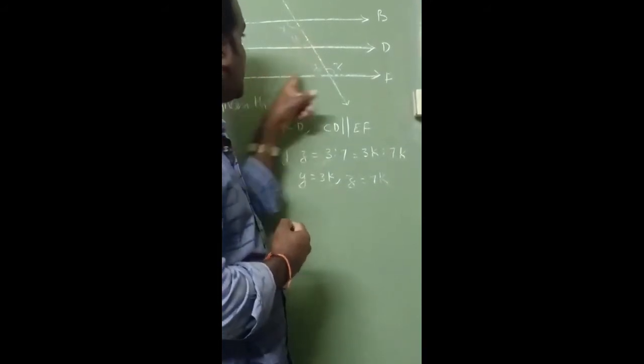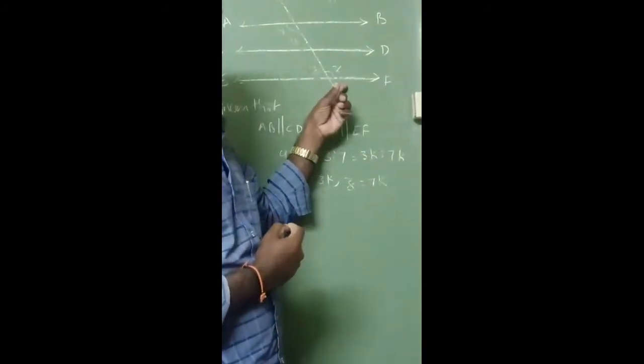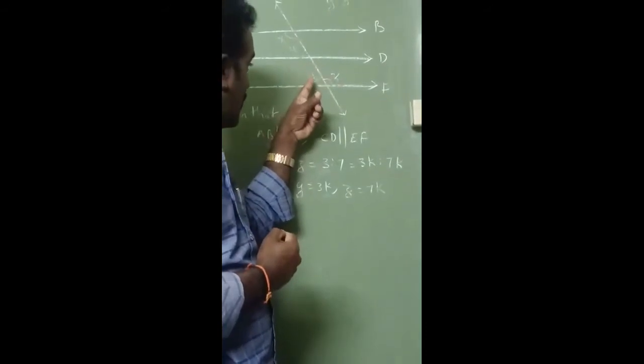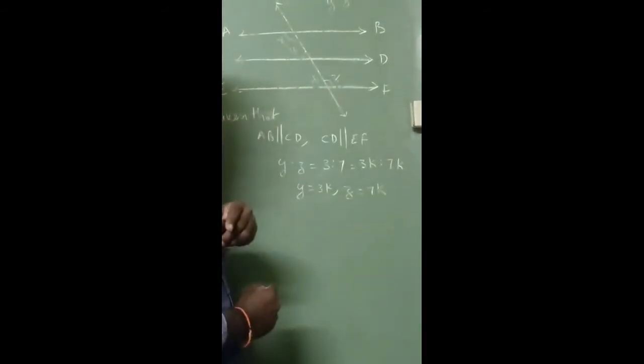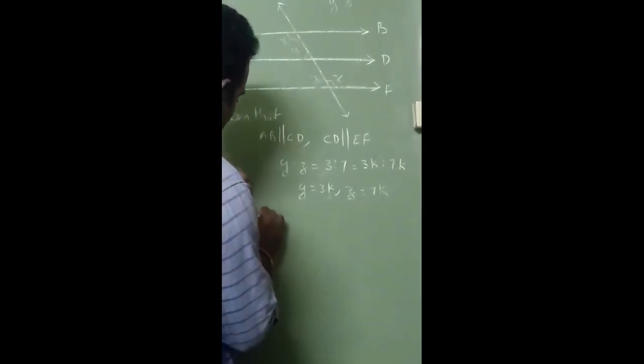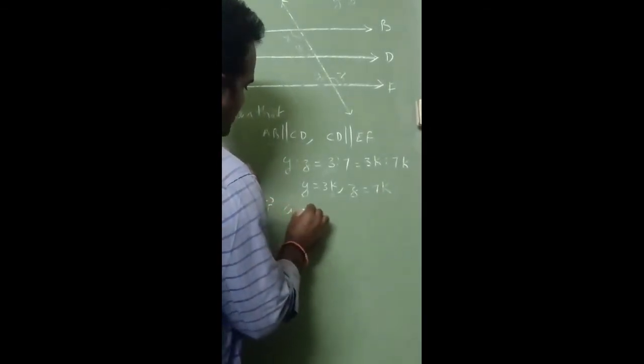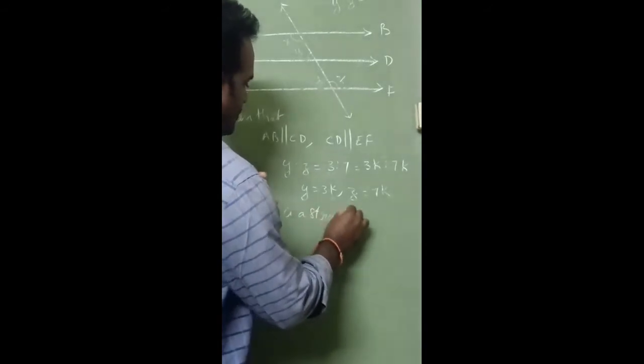So this is the straight line. Straight line angle is equal to what value? 180. So angle Y plus angle Z, or EF is a straight line.